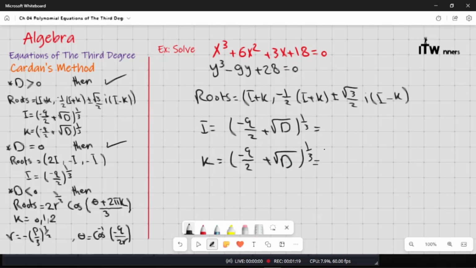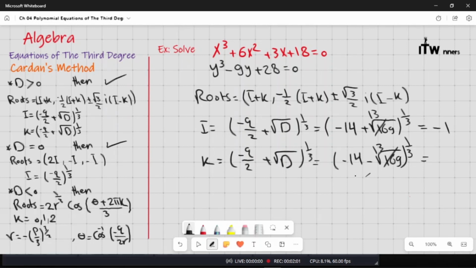Okay, we have here negative q by 2, so we have here negative 14 plus the square root of d, 169. Okay, yes, we have here 13, so we have here negative 1. Cube root of negative 1 equal to negative 1. Here we have negative 14 minus square root of 169 is equal to 13.